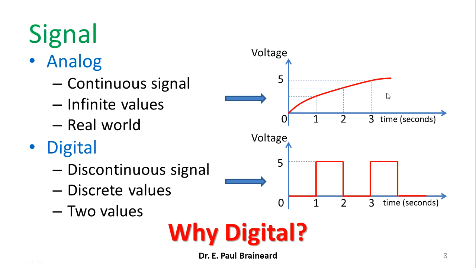Now let us look at the definition of a digital signal. It is basically discontinuous in time. Here I am showing a voltage signal that is having just two values, high value and low value. The magnitude of high value is 5 volts and the magnitude of low value is 0 volts. Now when the world is analog, then why digital systems are so popular?